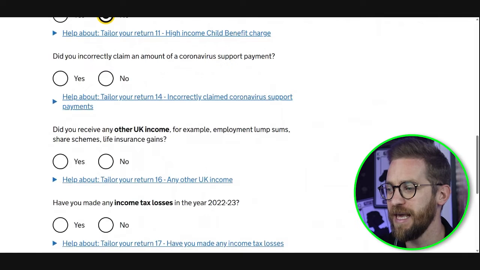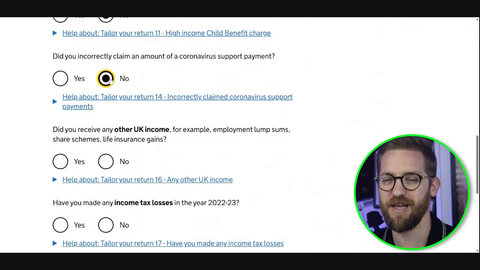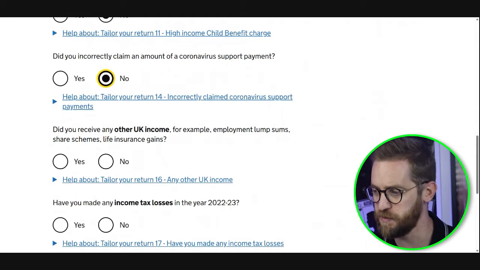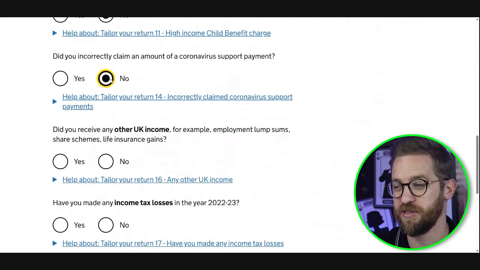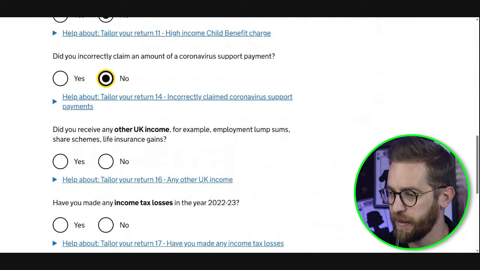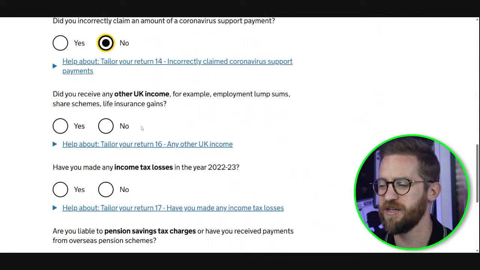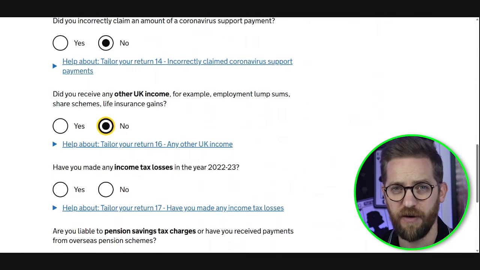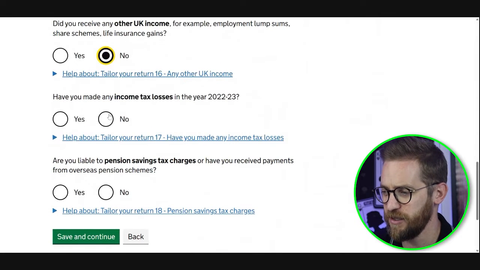Did you incorrectly claim an amount of COVID support payment? I'll say no. It's becoming less likely as we move through tax years post-pandemic, but you do have the option to declare that you incorrectly or falsely claimed it and you can pay that back. Did you receive any other UK income? So this is kind of wrapping up anything that hasn't been covered by the questions we mentioned already. Have you made any income tax losses?